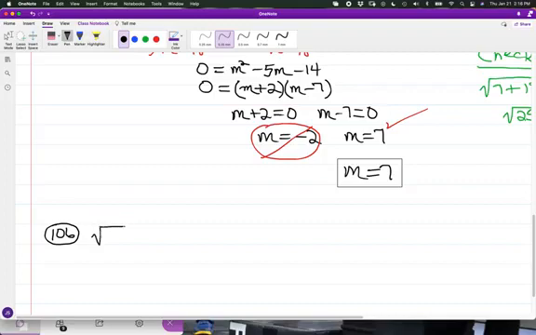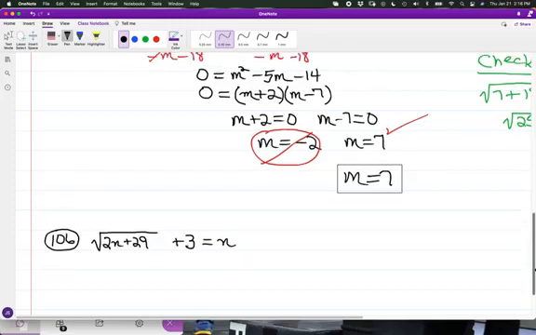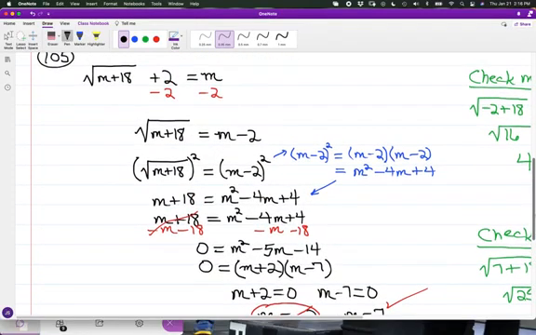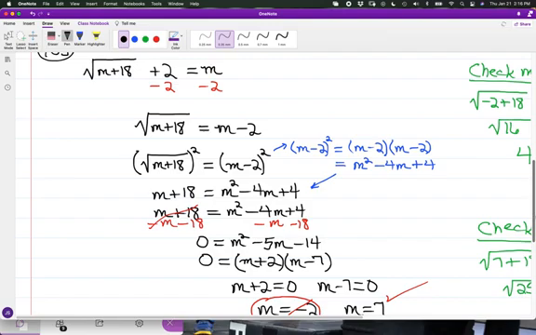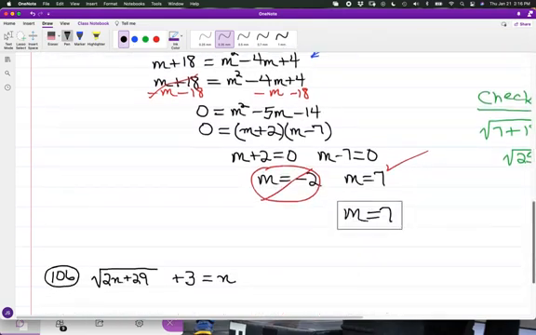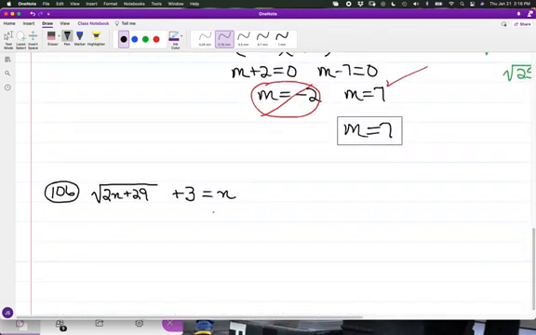Here we have the square root of 2n plus 29, plus 3, is equal to n. So not too much of a change. We have a single radical term at the front, followed by a constant, is equal to a variable, the same letter we're trying to solve for. So the nature of the problem in 106 is very similar to what we have in 105.